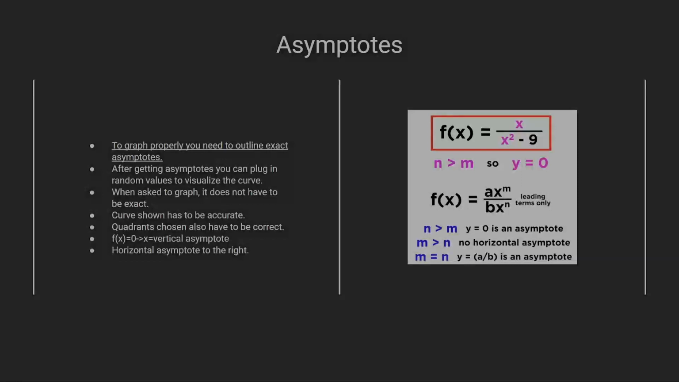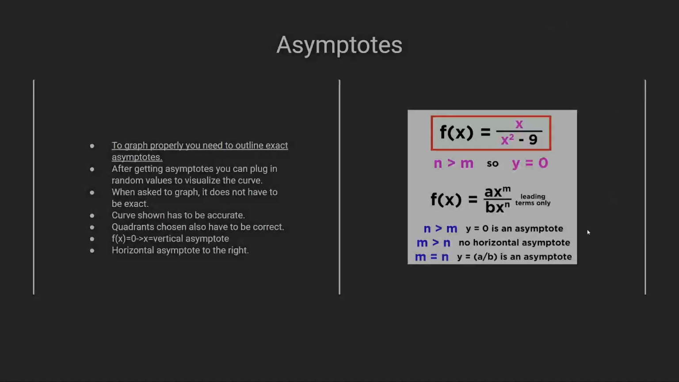When you want to graph these, it's surprisingly simple. Remember, this is just review or introductory content. So you should actually process this information after, or remember this information, and you should have already drawn a couple. So you should have some experience, or this should be your introduction to the process. So to graph properly, you need to outline exact asymptotes, but the actual curve doesn't have to be exact.